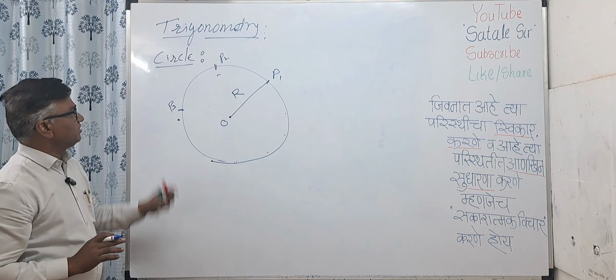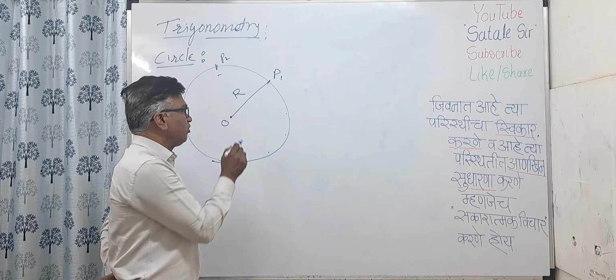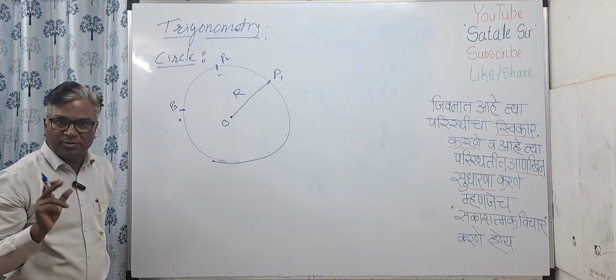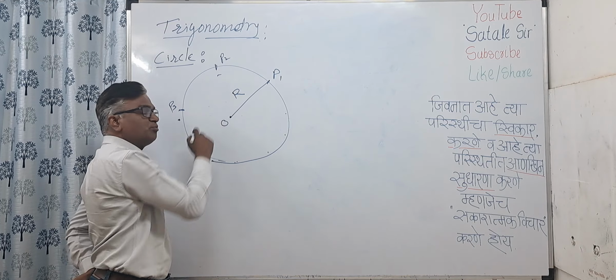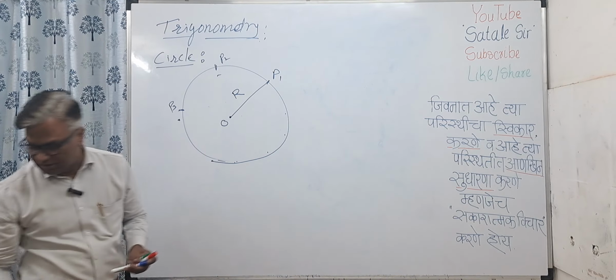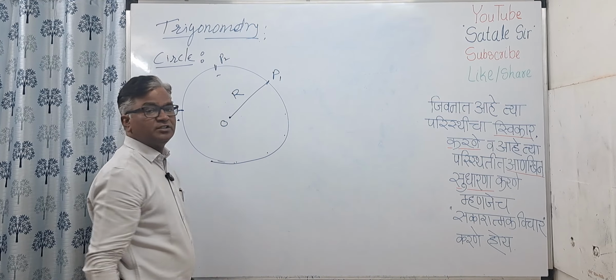So what is a circle now? A circle is a locus of points which are at equal distance from this point O. That equal distance is denoted as capital R, and this locus of points is called a circle. So a circle is any geometric figure which has a center and which has radius R.